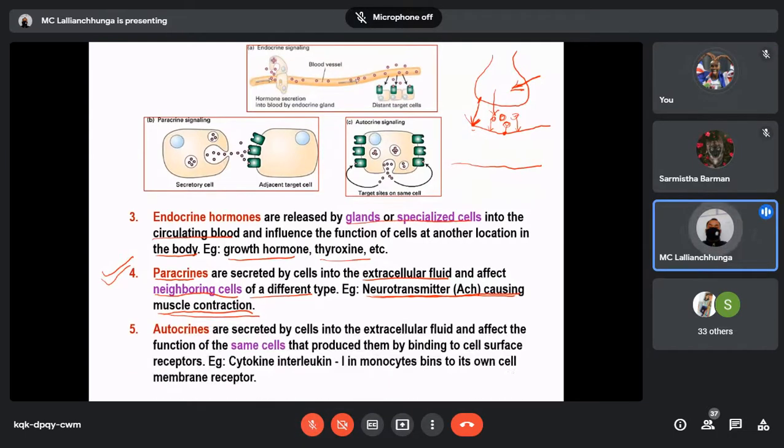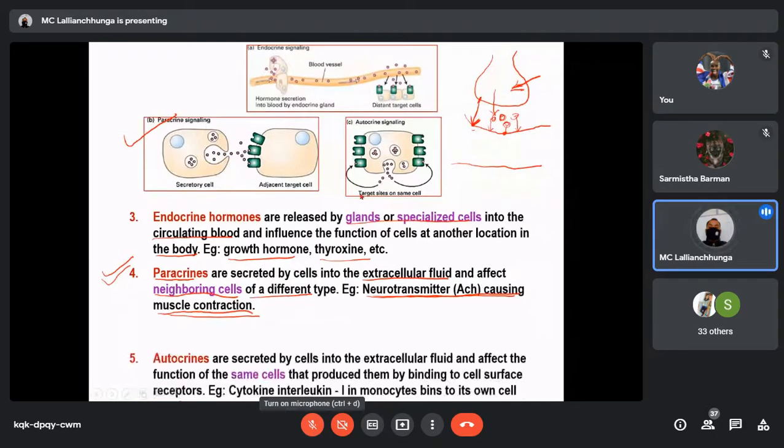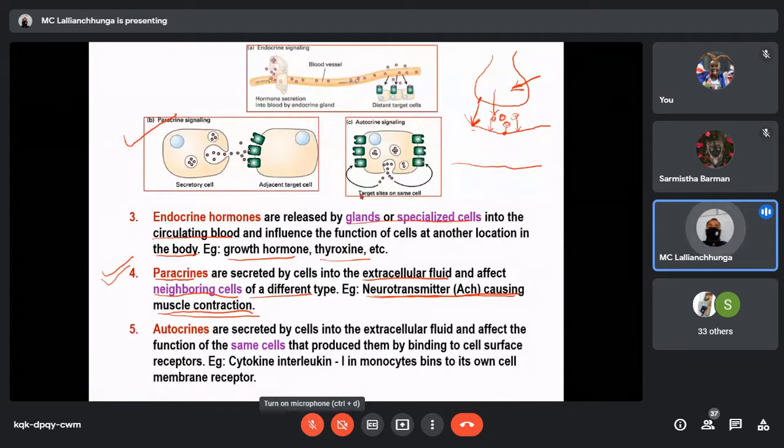Now autocrine. Paracrine here is very clear. In this diagram you just see, a secretory cell is there. It is secreting some molecules, and it binds to its adjacent target cell. Now it has influence on the adjacent cell. The example I have given you here is acetylcholine causing muscle contraction, which we have already discussed in the muscular system. Now the next one is autocrine. Auto means self.